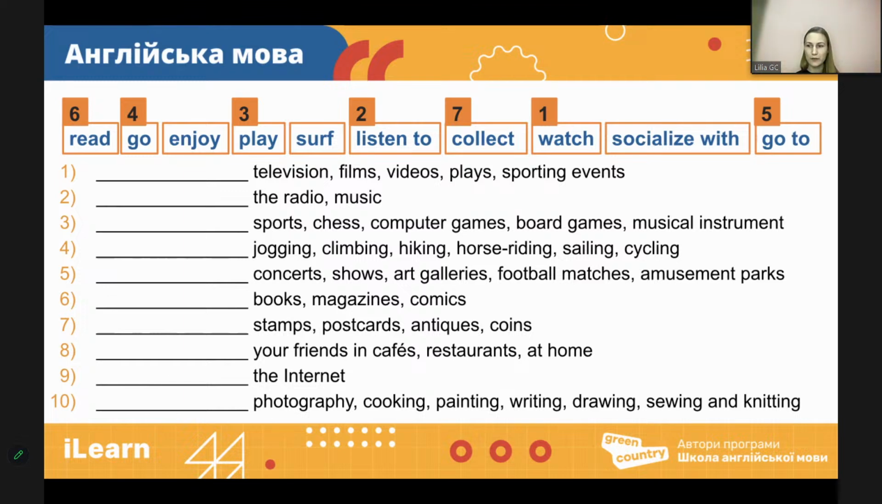Okay, what do we do with the internet? Yeah, we surf the internet. Oh, I skipped number 8. Sorry. So yeah, we socialize with our friends at some places. By the way, who likes socializing? Meaning visiting some places with other people.